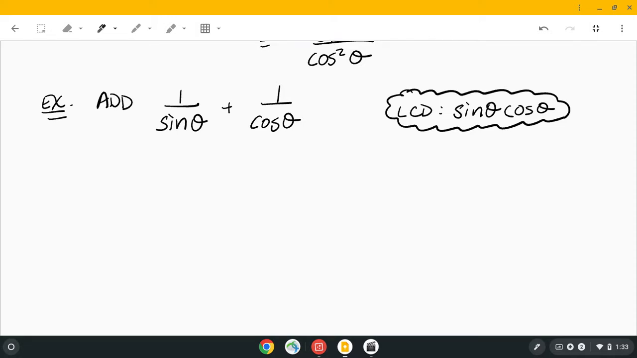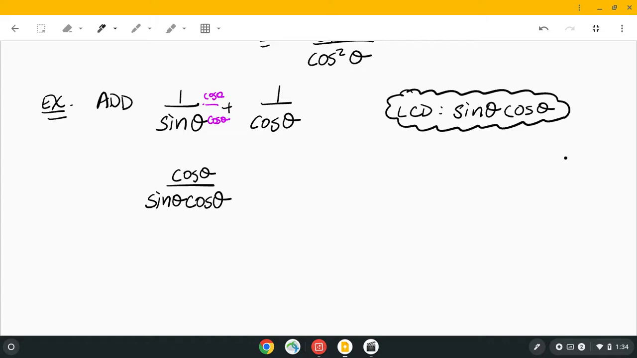Okay, so if I take a look at this first denominator, we only have sine theta, but we want it to say sine theta cosine theta. Okay, so then that means I need to multiply by 1 written in the form of cosine theta over itself. Okay? And when I do that, I get 1 times cosine theta on top, which is cosine theta. And then I get sine theta cosine theta for the denominator. Okay? And that's what I want. I want the denominator to be this common denominator here.